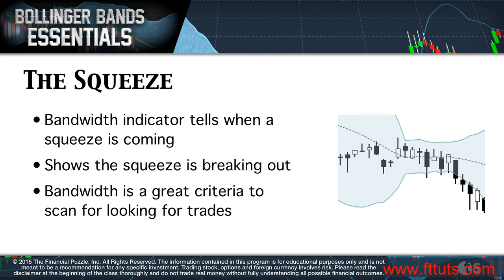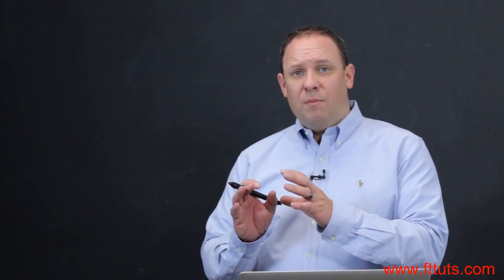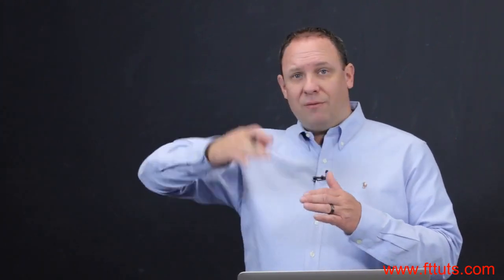With the squeeze, what the bandwidth does is it tells us when the squeeze is coming. This is one of the keys: you're going to use the bandwidth to tell us when the squeeze is coming. Of course, you can see the squeeze coming, but the bandwidth is a way that you could scan for it, or if you want to just quickly look at it, relatively speaking, and say, okay, high or low, bandwidth is really low, so I know that there's definitely a squeeze that's coming here.